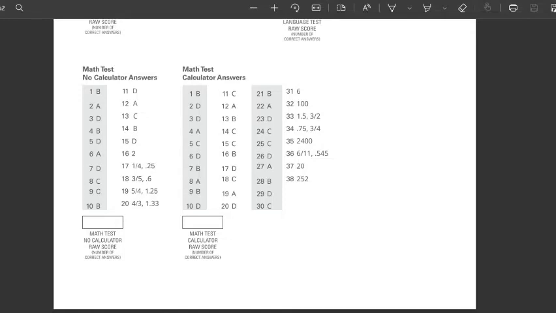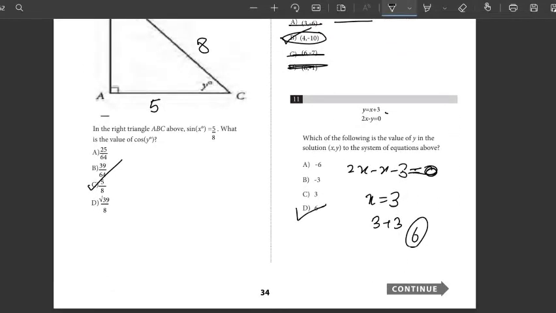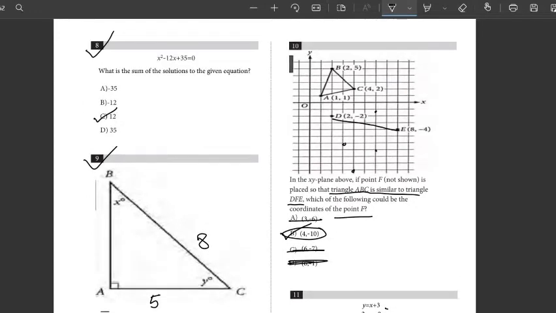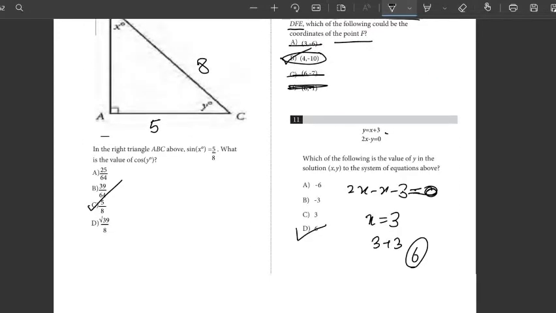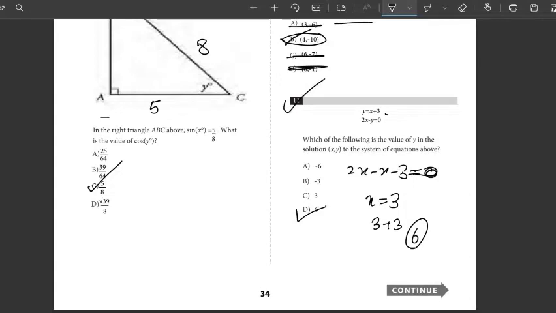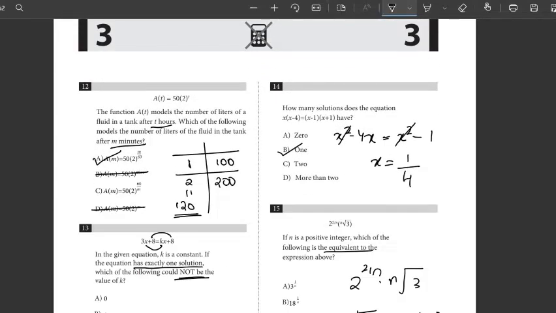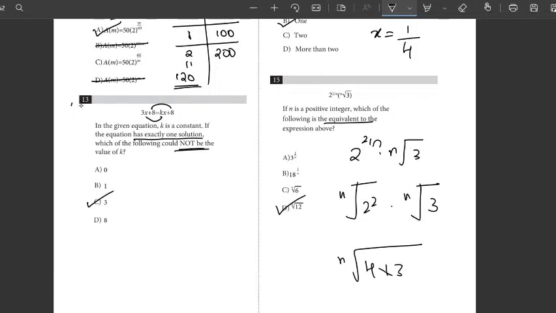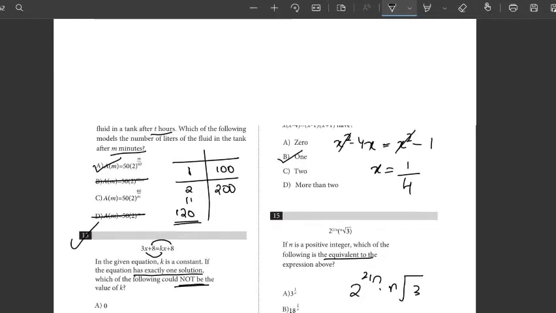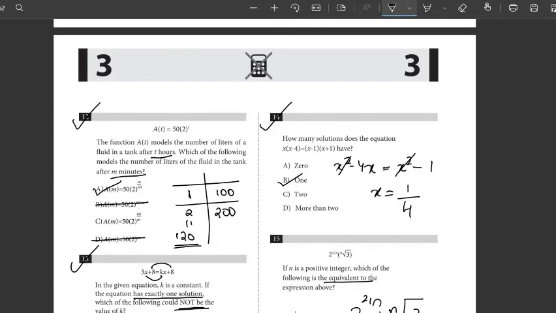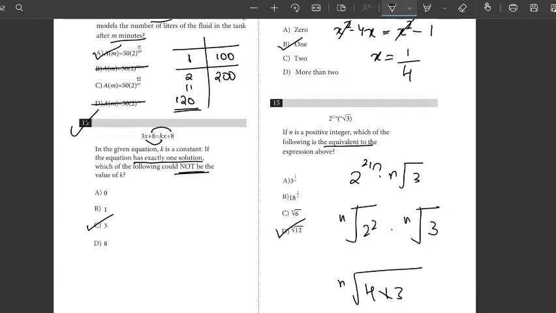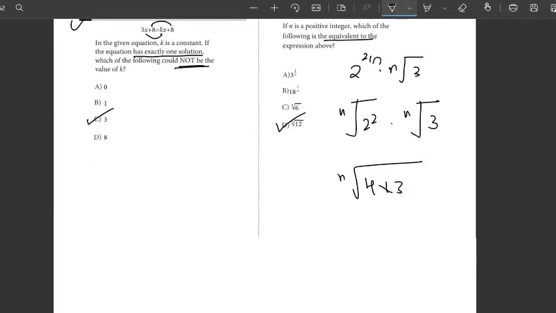Now BDA, CBD. So 10 is B, 11 is D, 12 is A, 13 is C, 14 is B, and 15 is D. Okay, so those were correct.